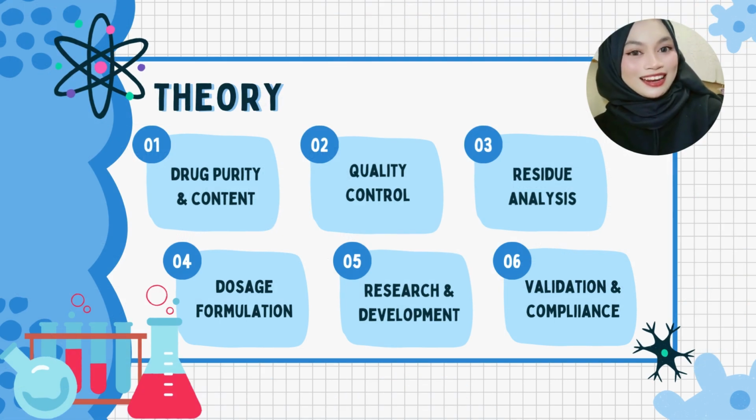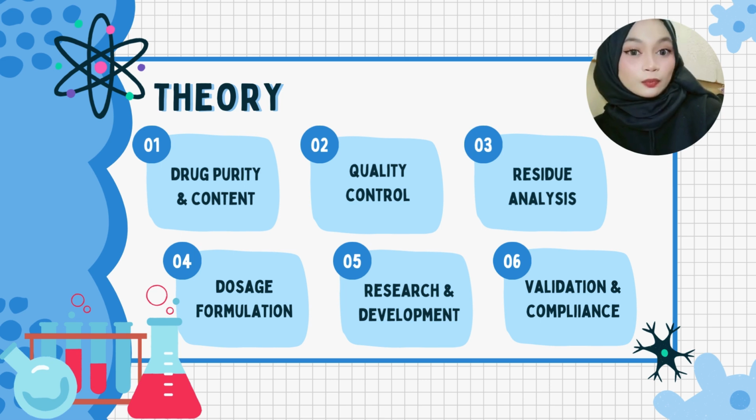Now we move to the next slide, and I want to talk about the theory of application of gravimetric analysis in the pharmaceutical industry. Gravimetric analysis, a classical technique in analytical chemistry, finds significant application in the pharmaceutical industry due to its precision and reliability in quantifying substance. Here is how it is used.